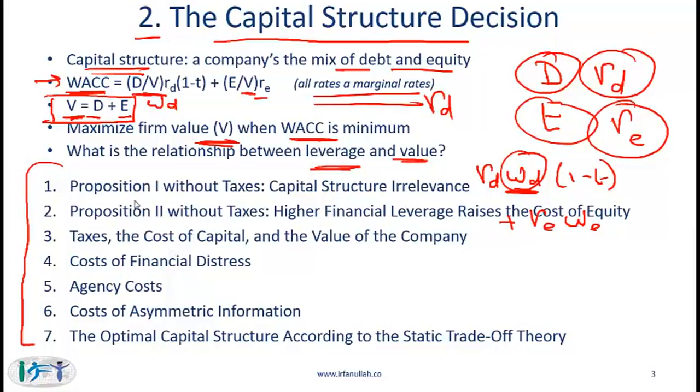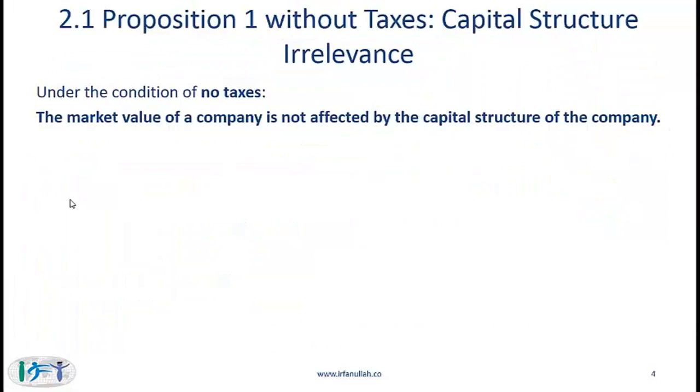Initially, we focus more on some theoretical views. So we'll focus on what Modigliani and Miller said, without taxes, with taxes, and so on. So section 2.1 deals with proposition 1 without taxes. This was a proposition put forward by 2 famous people, Modigliani and Miller. And they came up with a famous proposition called proposition 1, and initially this is without taxes.